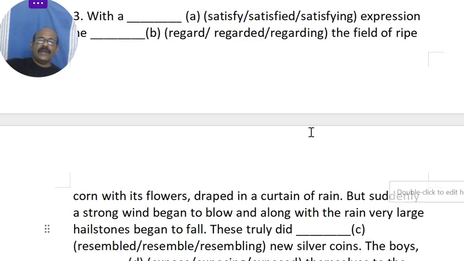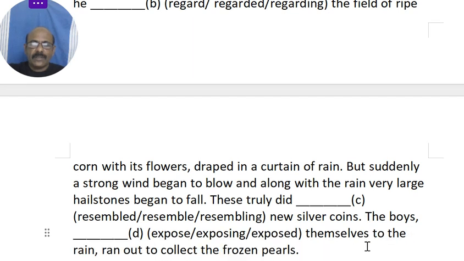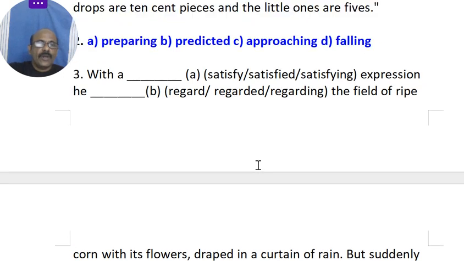Yes. With a dash expression, he dashed the field of ripe corn with his flowers wrapped in the curtain of the rain, but suddenly a strong wind began to blow, and along with the rain, very large hailstones began to fall. This truly did resemble new silver coins. The boys themselves ran out to the rain to collect the frozen pearls. Frozen pearls. That means hailstones. Yeah. So now with a dash expression.